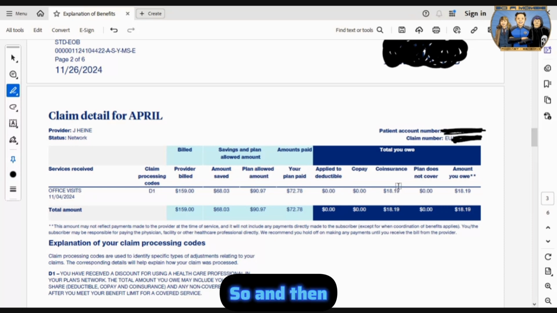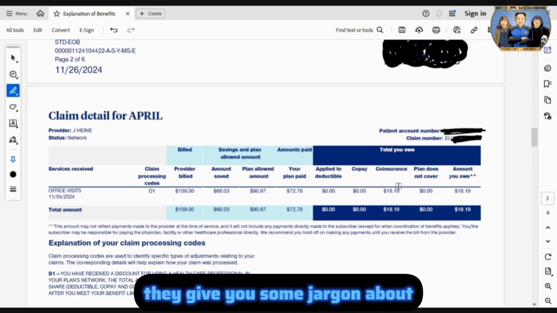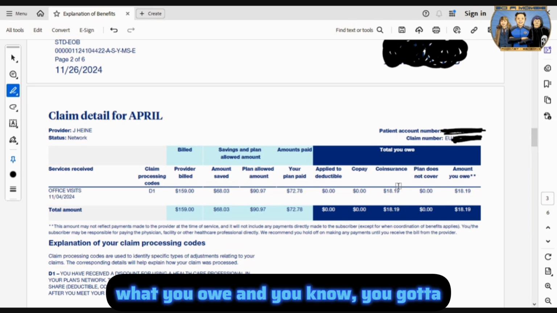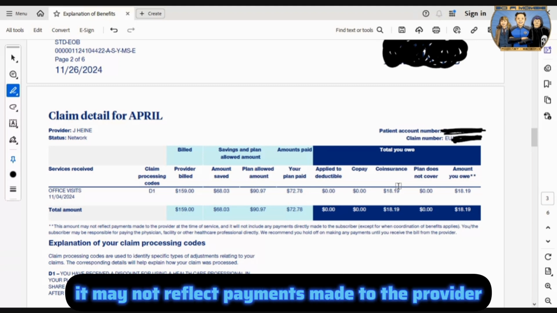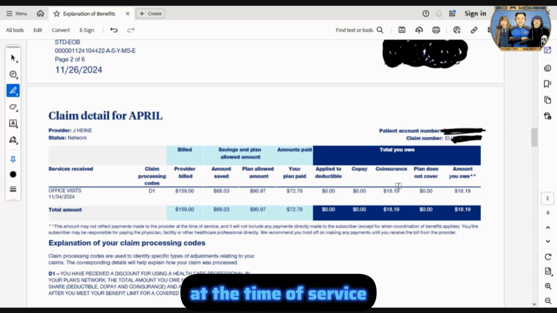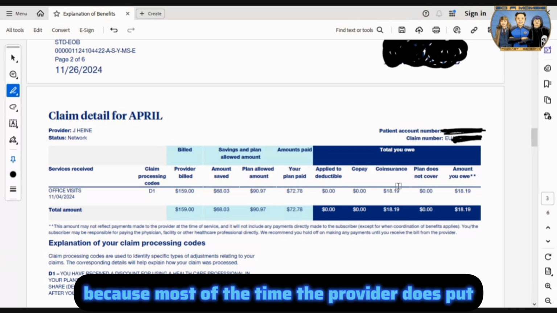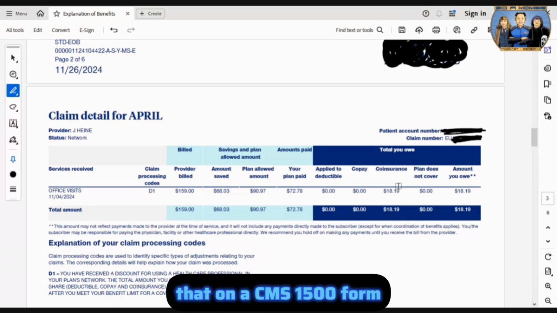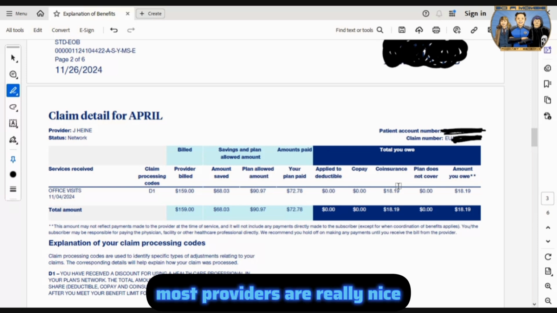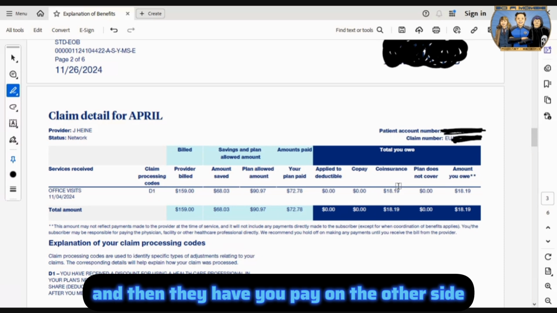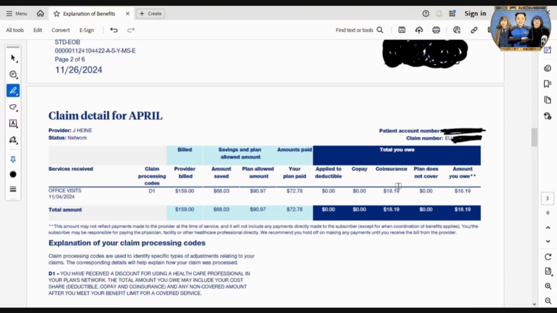And then they give you some jargon about what you owe. You should be paying the provider at time of service. See, it says the amount may not reflect payments made to the provider at the time of service, because most of the time the provider does put that on a CMS 1500 form. There's a space, but most providers are really nice. They'll bill it first and then they have you pay on the other side once it's processed.